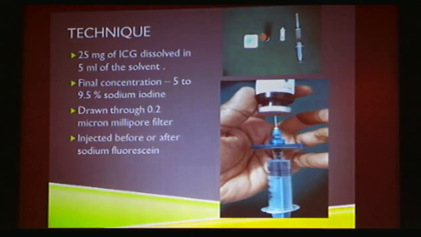The technique is very similar to fluorescein. We use 25 milligrams of ICG dissolved in 5 ml of the solvent, and the final concentration we obtain is 5 to 9.5% of sodium iodide. It is drawn through a millipore filter, as you see here, and injected before or after sodium fluorescein. In our institute, we often combine fluorescein and ICG angiography because our machine is able to do a simultaneous FFA and ICG. Otherwise, you could do ICG and FFA alone at different times using the same machine.